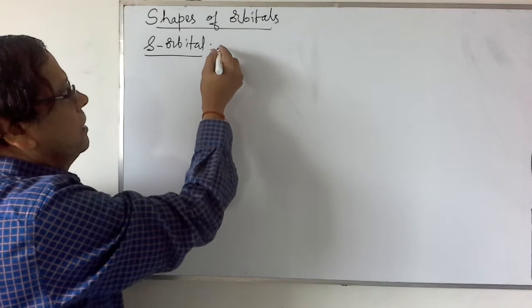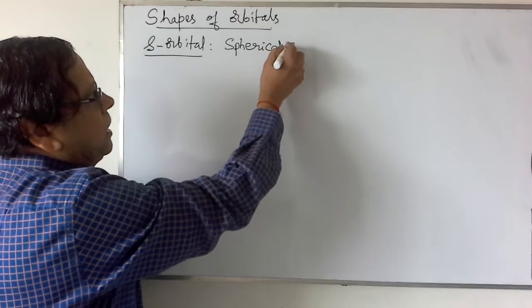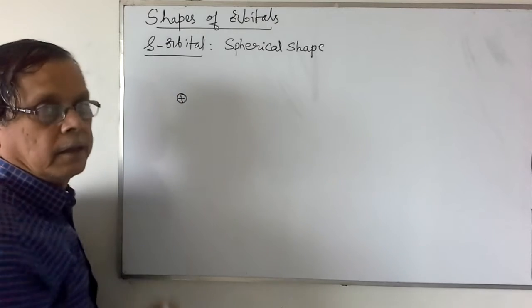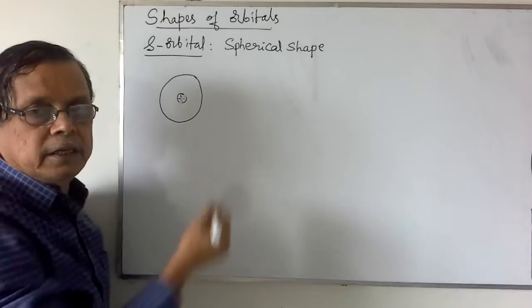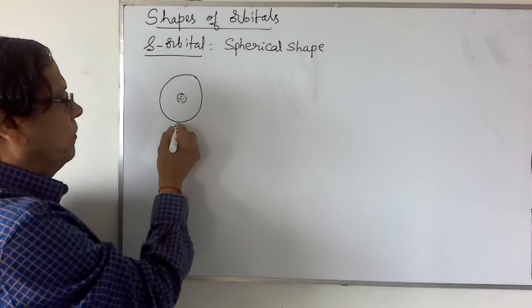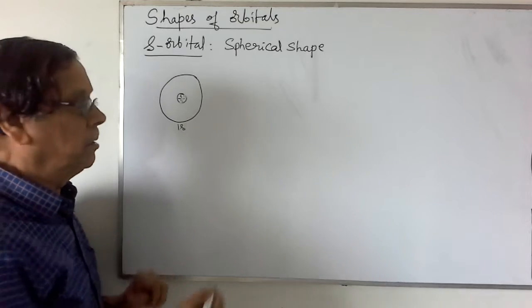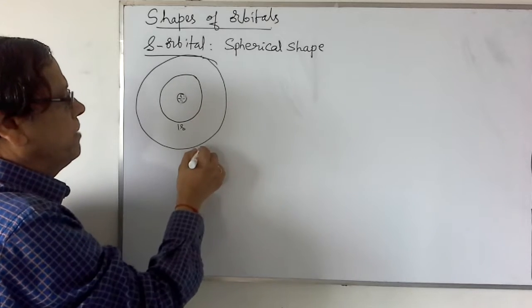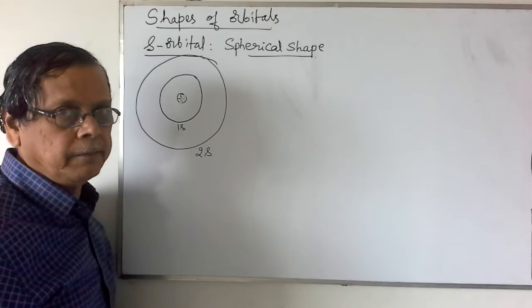This s orbital is having the spherical shape. So we can consider this as a nucleus, and around that one there is a spherical space where the electron is revolving in the atom in the s orbital. So this orbital is named as the 1s orbital. That is the first shell containing the s orbital. This is the second spherical shape, that is named as the 2s orbital. So the shape of the s orbital is actually spherical.